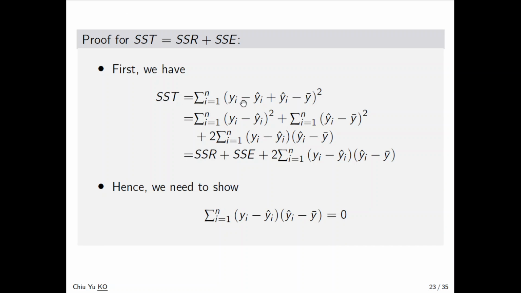So SST will be written as the sum of yi minus y bar squared, and we can add and subtract yi hat here. Then we will use the standard formula: a plus b squared equals a squared plus b squared plus 2ab. So this is a squared, b squared, and 2ab. This part is SSR and this part is SSE, and 2 times this part. We want to show this is 0. This will be shown in the next slide. How do we do that?